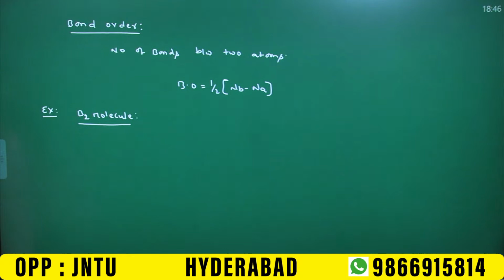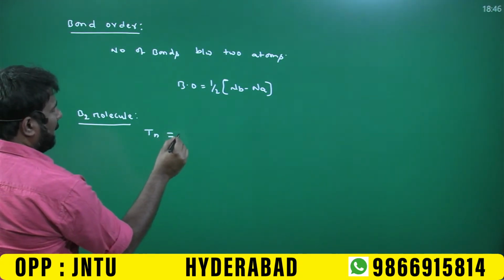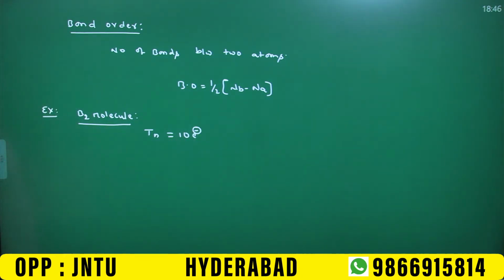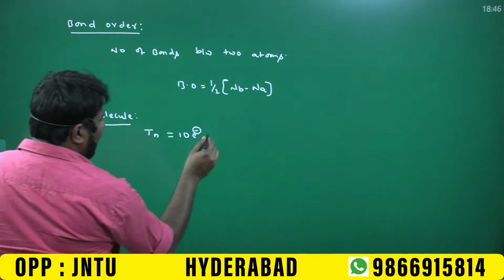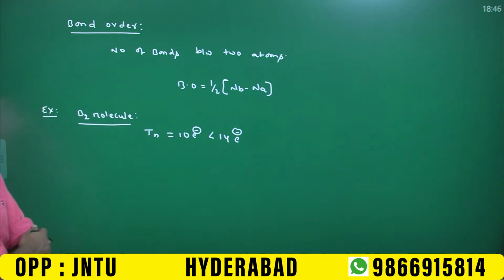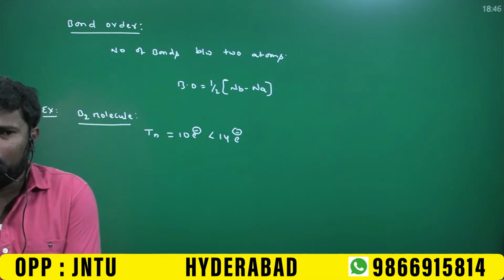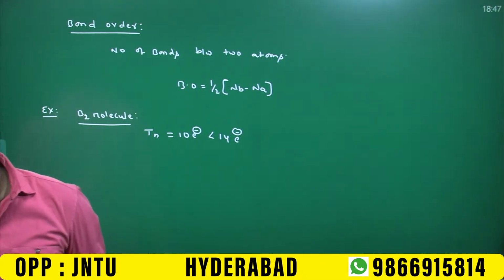So how many total electrons are there? 10 electrons. Is 10 less than 14 or greater than 14? Less than 14. So what kind of electronic configuration system can be used? 2s and 2p mixing, which is used up to 14 electrons.